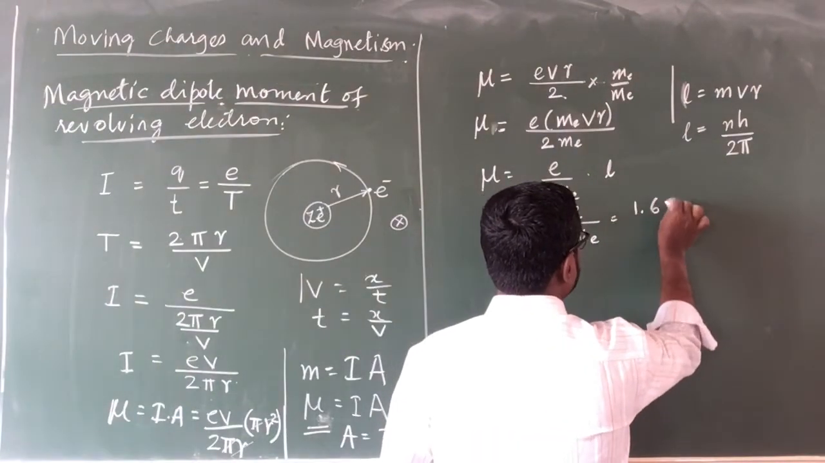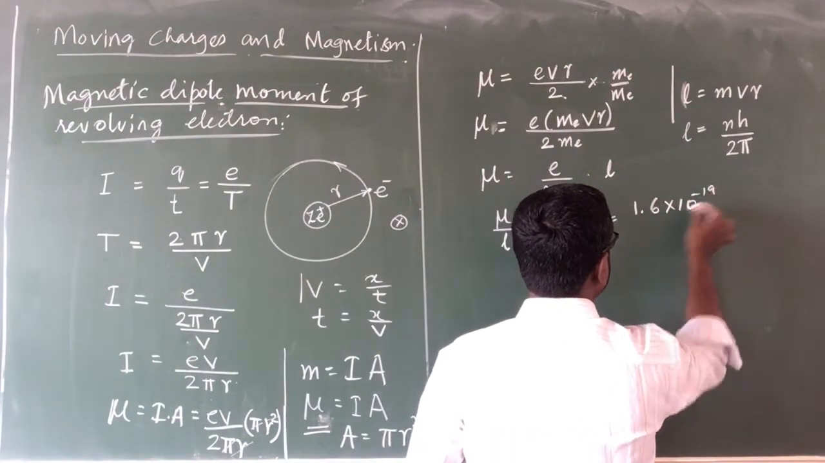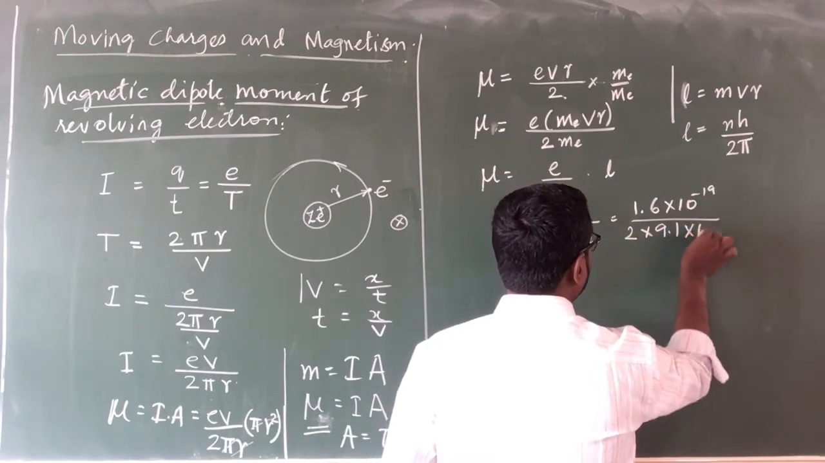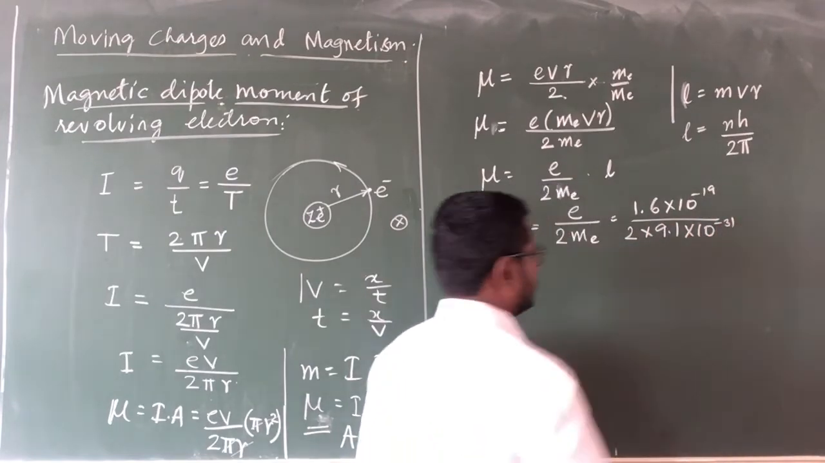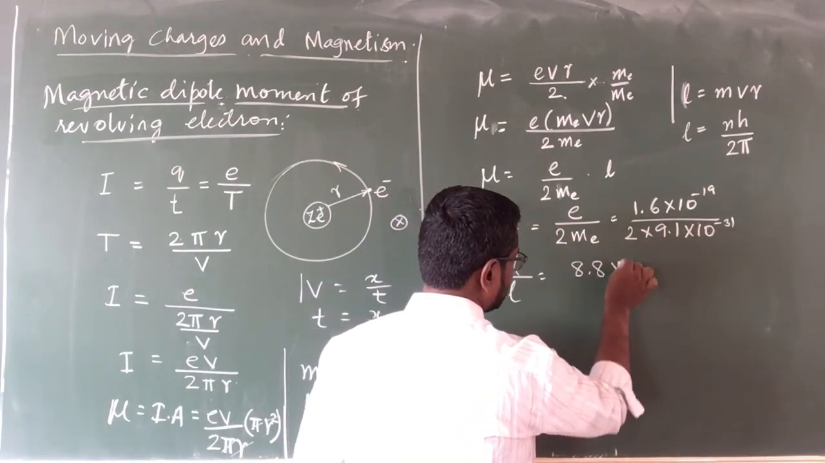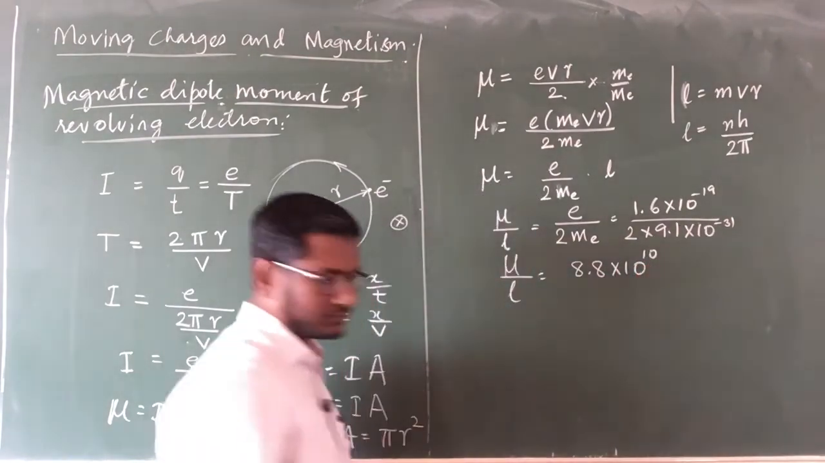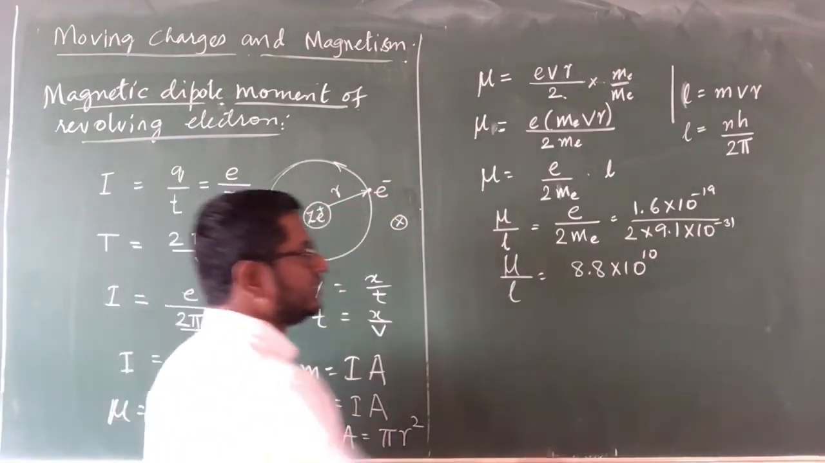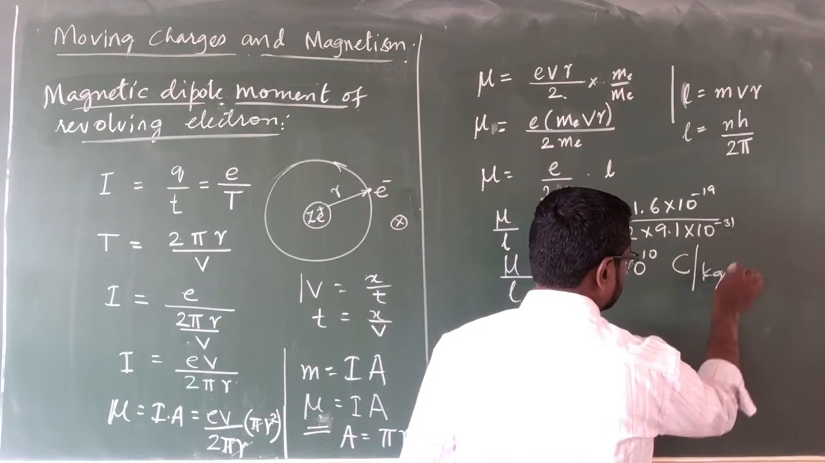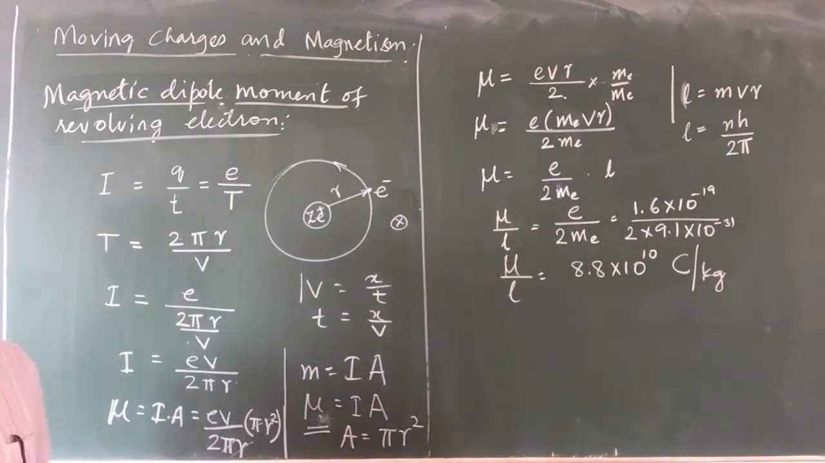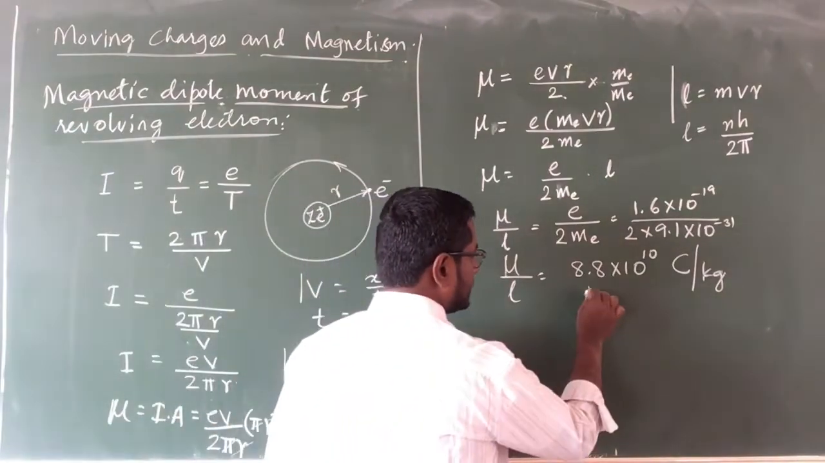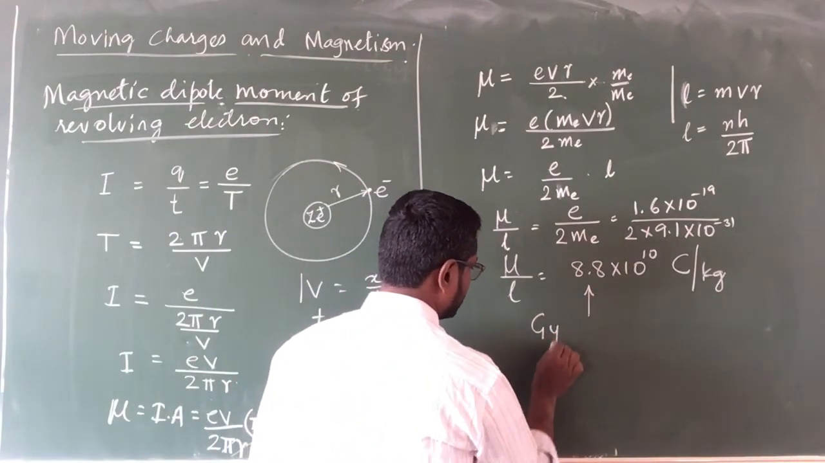and that is going to become 1.6 into 10 to the power minus 19 divided by 2 into the mass of electron, which is 9.1 into 10 to the power of minus 31. μ by L equals 8.8 into 10 to the power of 10. Because on the right hand side we have the charge by mass, it is going to be coulomb per kg. I hope if you are trying this calculation, you should get the same value. And this value is called the gyromagnetic ratio.